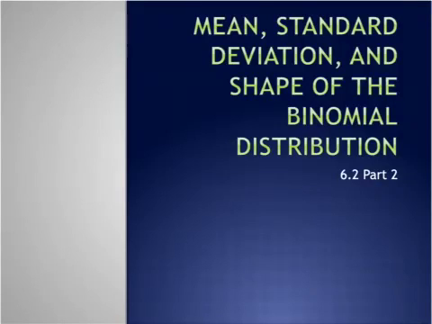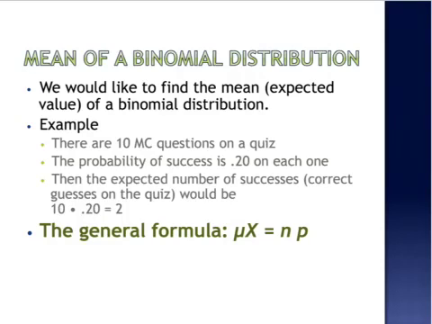The next portion of 6.2 will cover how to find the mean, the standard deviation, and the variance, along with the shape of the binomial distribution. Just like in section 6.1, when we're looking for the mean of a probability distribution, we are trying to find what is called the expected value.